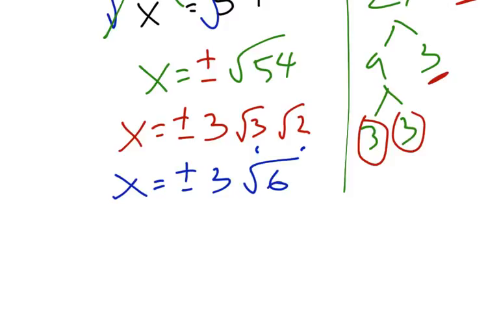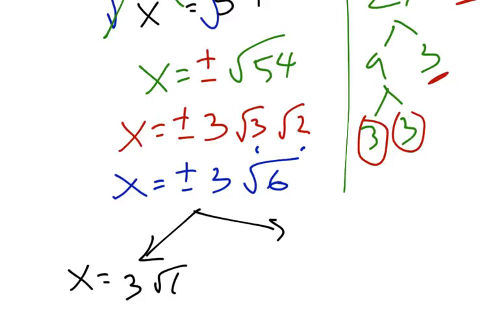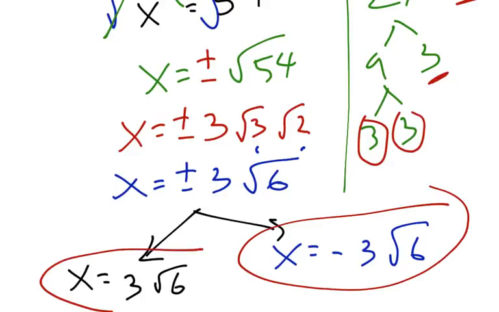Please, at the end, always break that into two separate answers. My first answer is with the plus, so it's going to be 3 square root of 6. The second answer will be using the negative: negative 3 square root of 6. And those two are your answers for this problem.